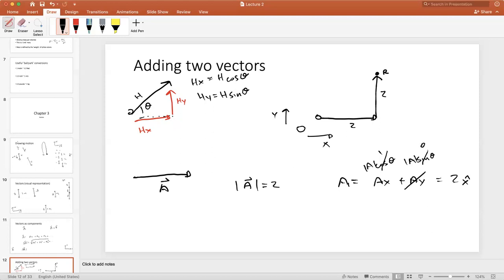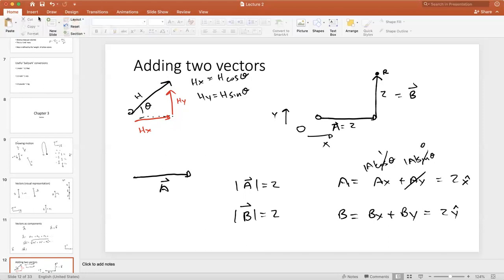We can also see here that B is a vector that lies along the y-axis only, and so therefore it's 2 y hat. So we have 2 vectors. This one is our A vector, and it's 2 blocks, and this is our B vector. And we want to add A and B.